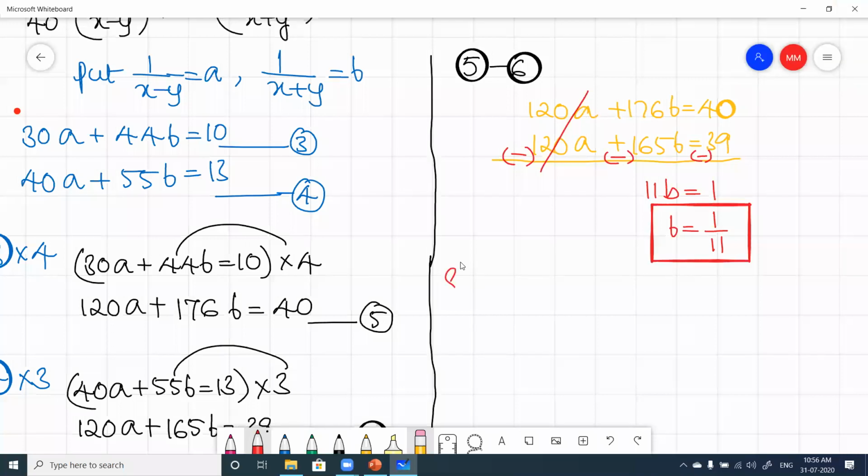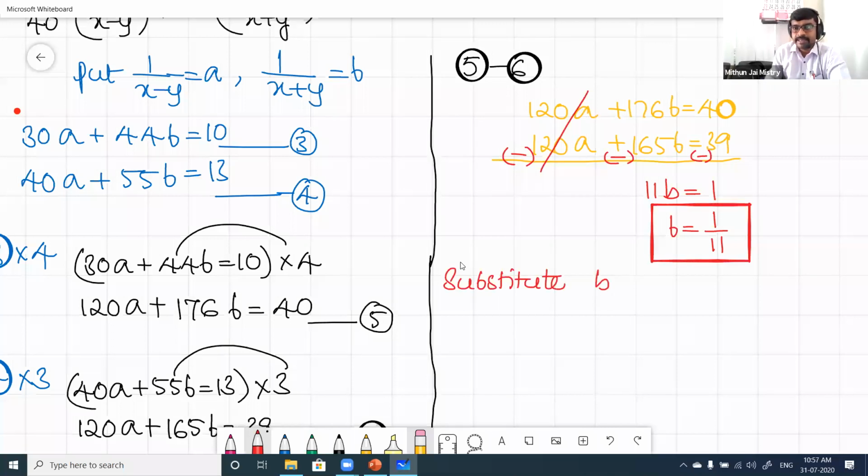Substitute b is equal to 1 by 11 in equation number 3. You can substitute in 3 or 4 or 5 or 6, but I am comfortable with 3, so that's why I'm going to substitute in equation number 3.